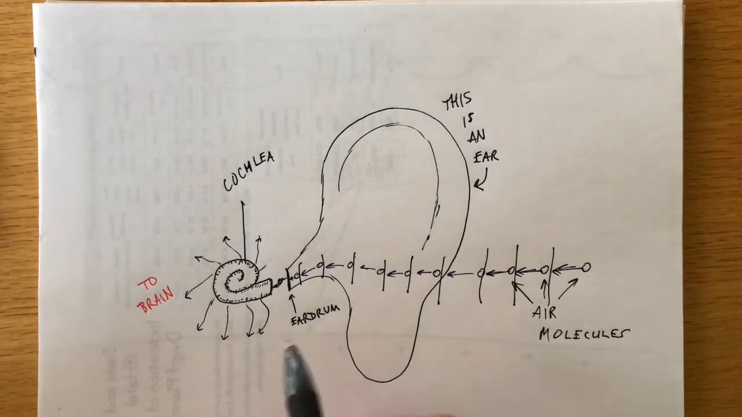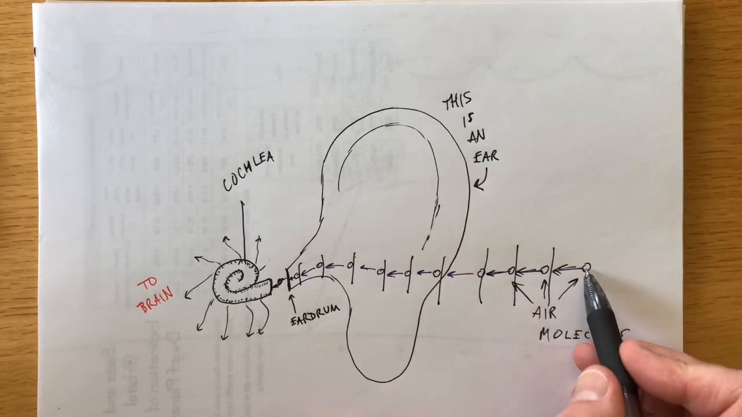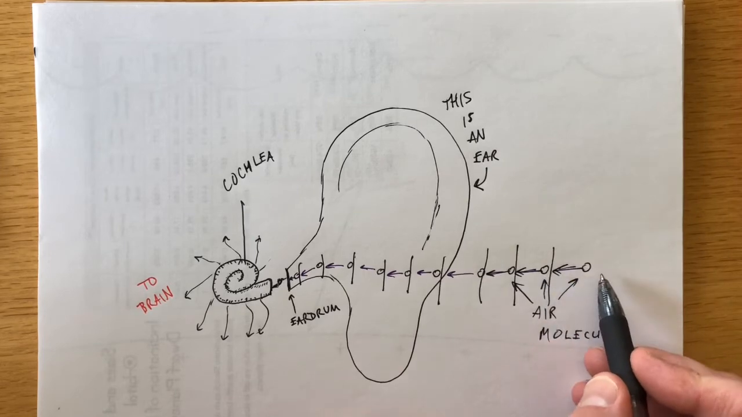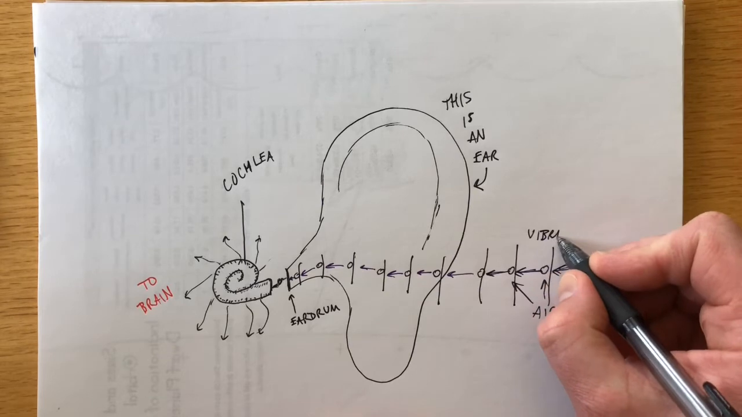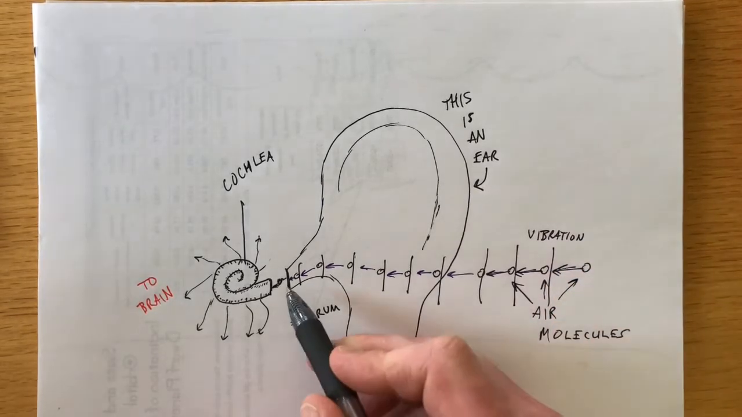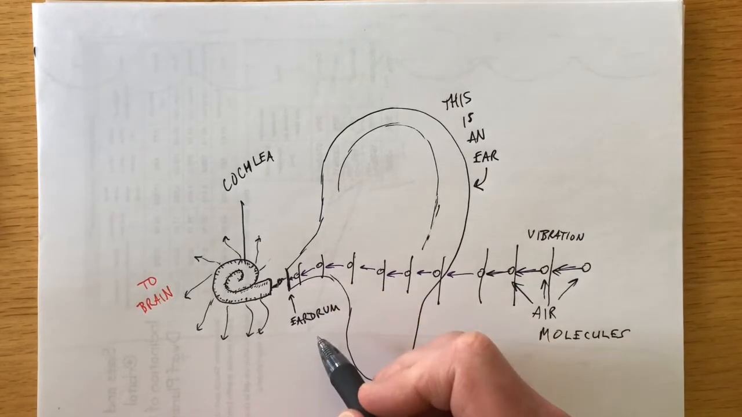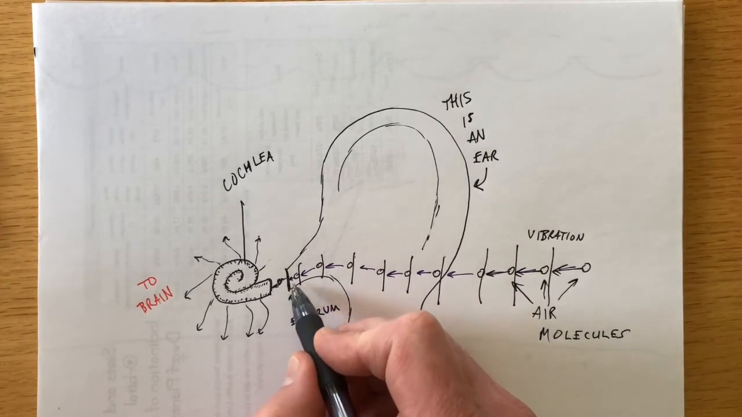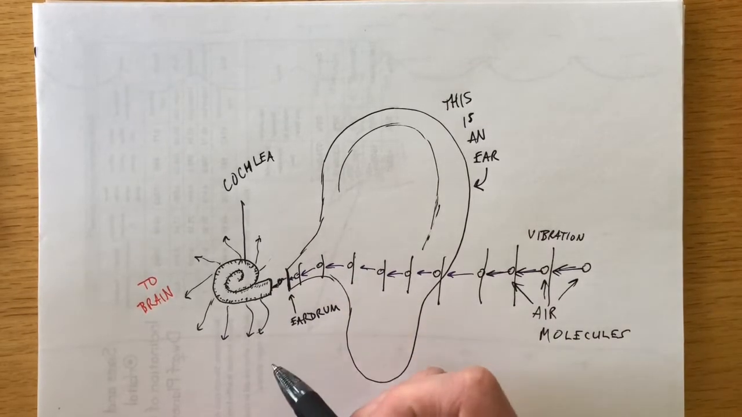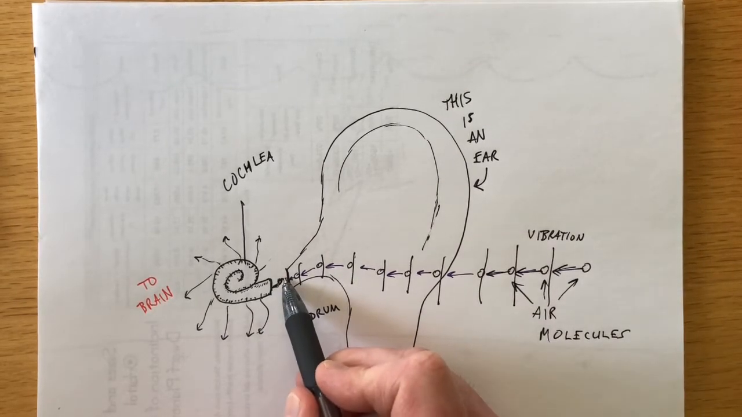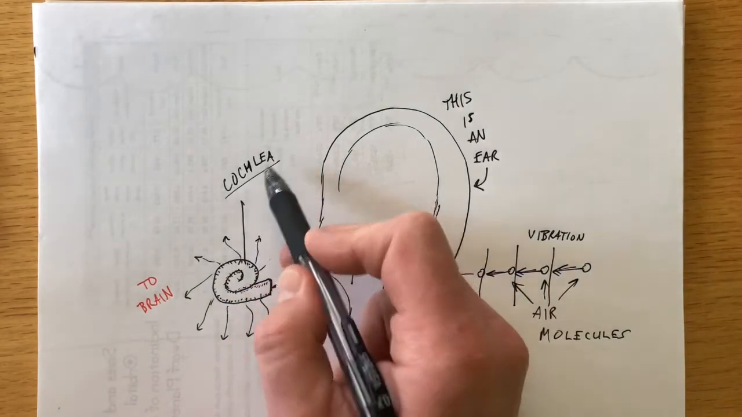Now, I just want to point out, this air molecule did not flow all the way into the ear, it simply ran into its neighbor and then stopped. So the energy is going from particle to particle to particle, and that is called a vibration. Your eardrum gets vibrated by these air molecules running into it, and there are three little bones attached to your eardrum called the hammer, the anvil, and the stirrup. These are the smallest bones in your body, and they transmit the vibration from bone to bone to bone until it hits this little snail-looking thing called a cochlea.